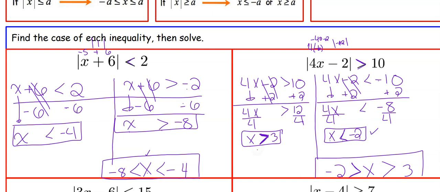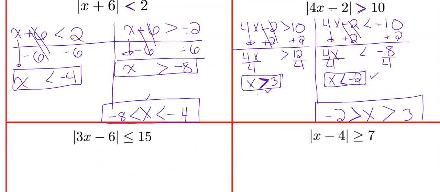Now to pick a number bigger than 3. Let's pick +10. 4 times 10 would be 40. 40 minus 2 would be 38. The absolute value of 38 would be 38 still, which is greater than 10. So this one also works. So that's how you check your work there.